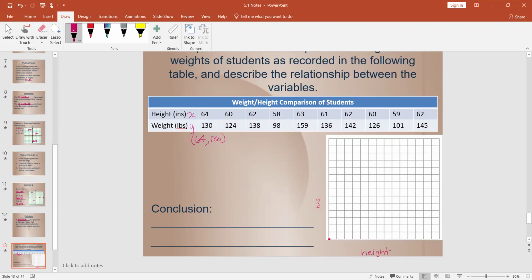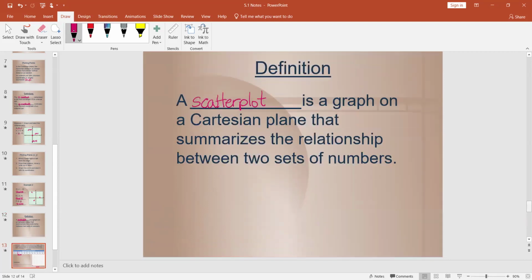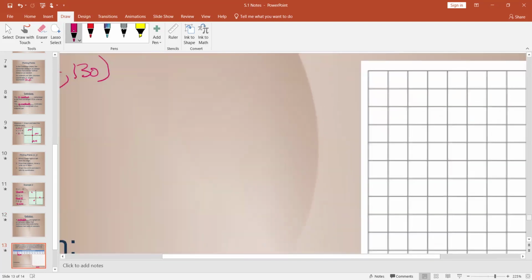So this is weight. Sorry, if I put my hand on it, it's going to jump all over the place. So see, just like that. I can't do it. Oh, give myself some room.